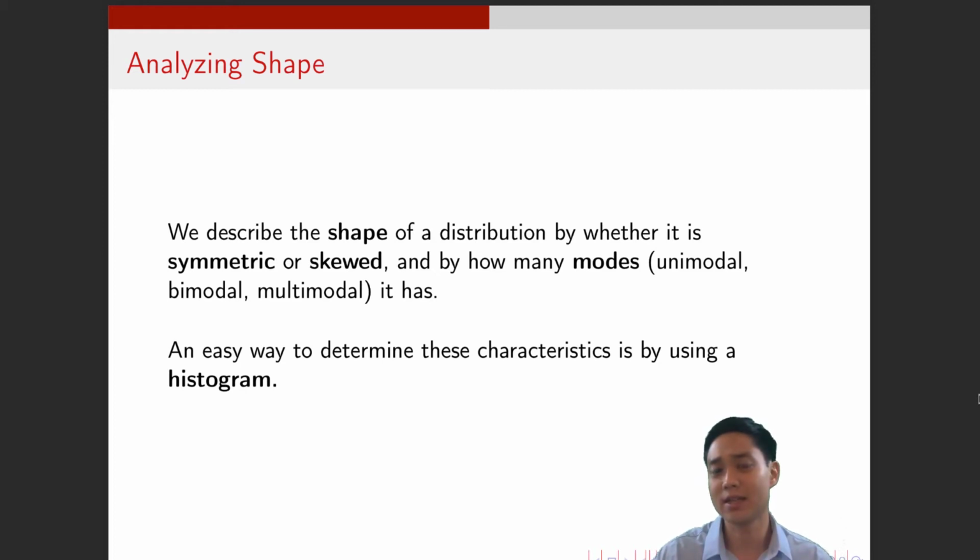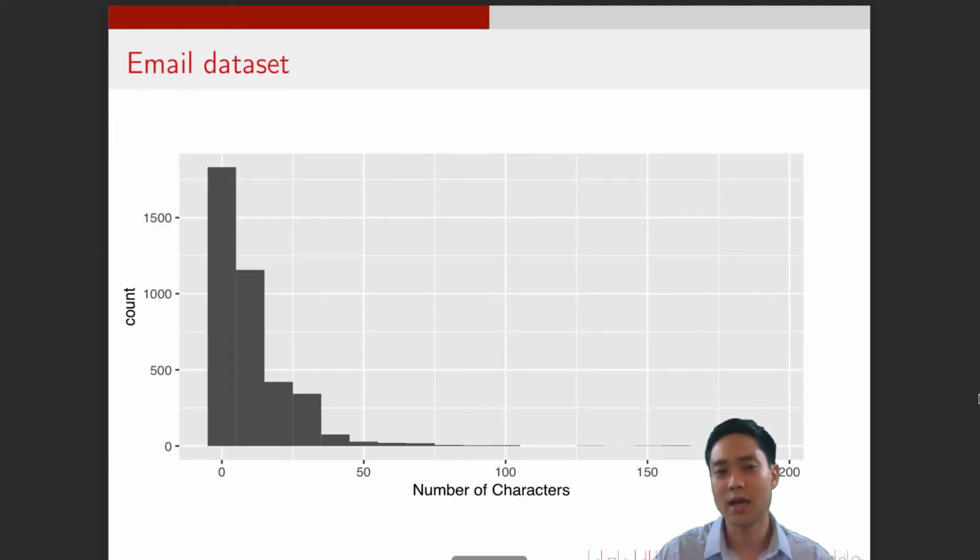An easy way to look at this is by looking at a histogram. This is data from an email data set, the number of characters that each email had. You can tell that this is first a right skewed distribution, that is, the tail is on the right side. You have a lot of emails with a low number of characters, and a few emails with a lot of characters. You can also tell that this is a unimodal distribution. There's just that one peak that's really low, close to zero, and then it doesn't go back up again. So this is a unimodal distribution that's skewed to the right.